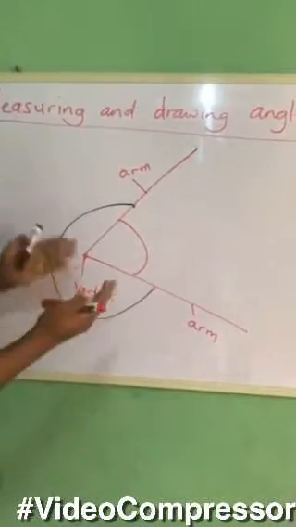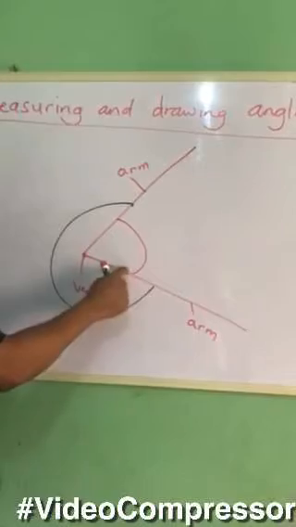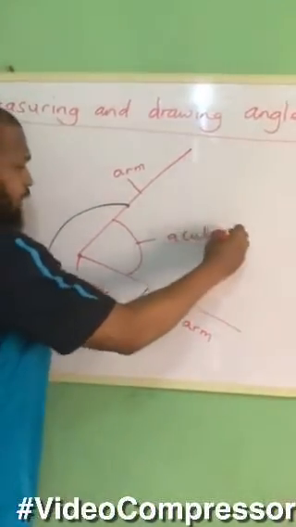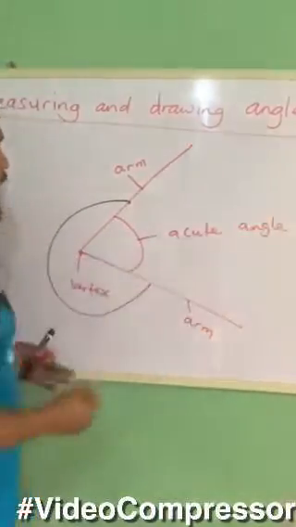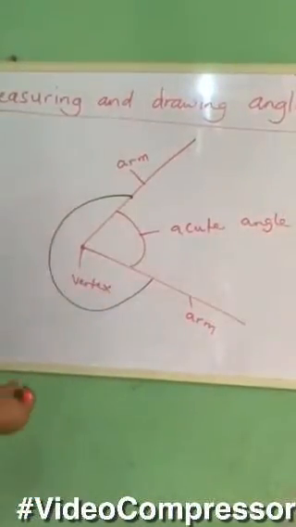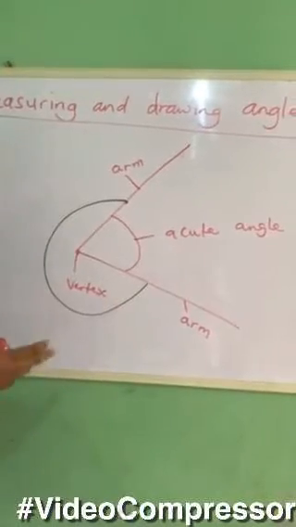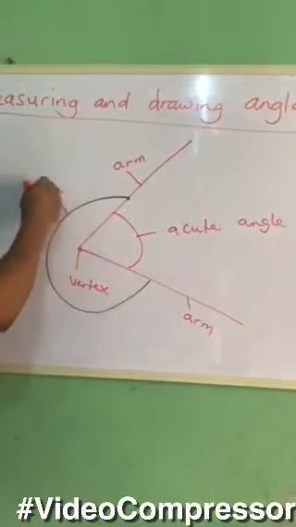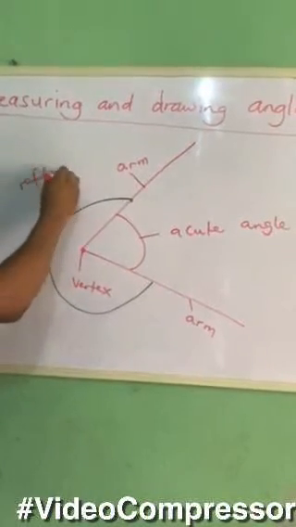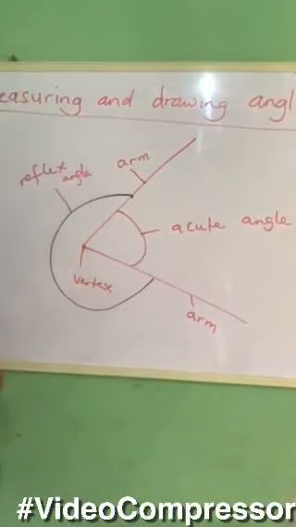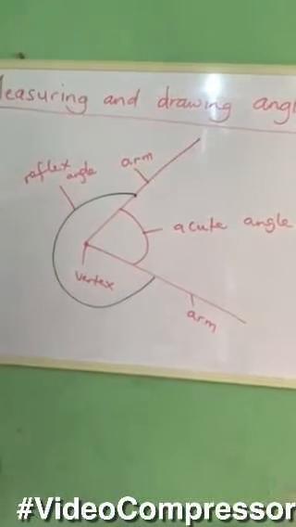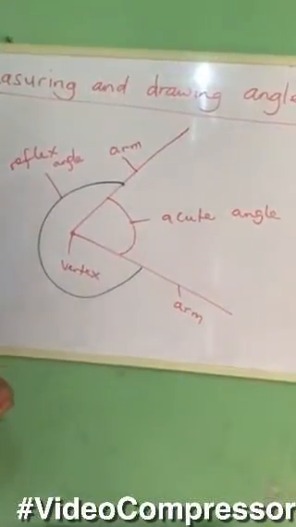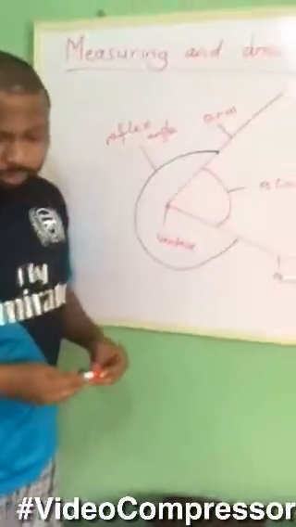For example, if you get a question where you're supposed to look for this angle, this is an example of an acute angle, so you know what you're measuring. Acute angles are usually angles greater than 0 but less than 90 degrees. And this is a reflex angle. Reflex angles are angles greater than 180, but of course less than 360. So very quickly, we'll go to the worksheets and you'll see how to measure and draw angles.